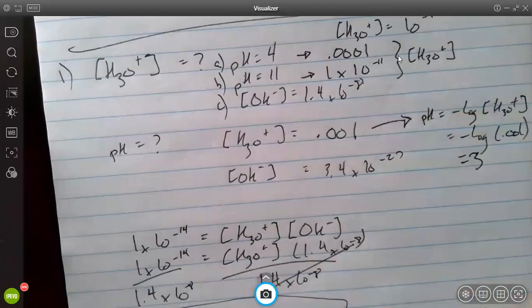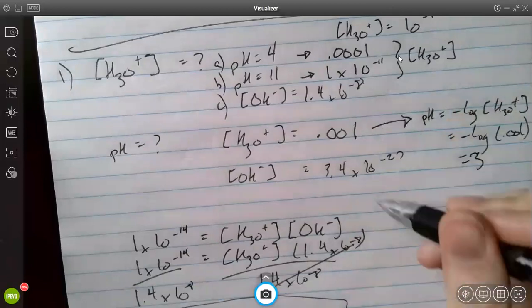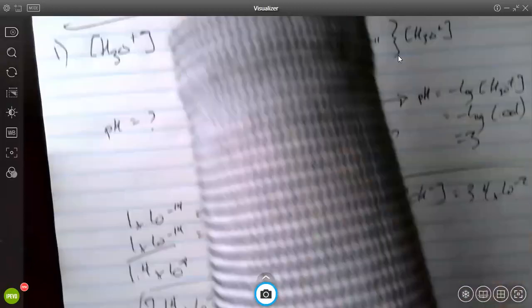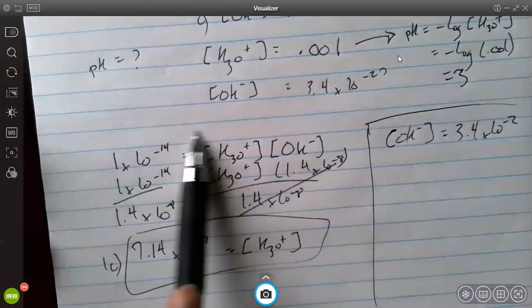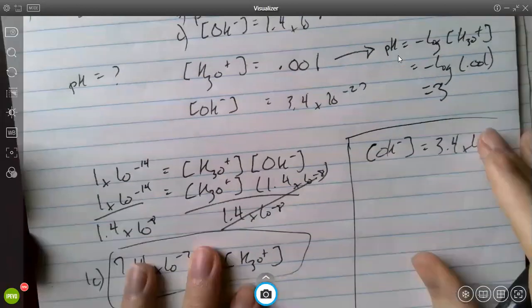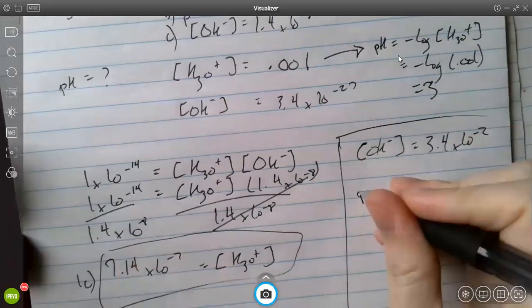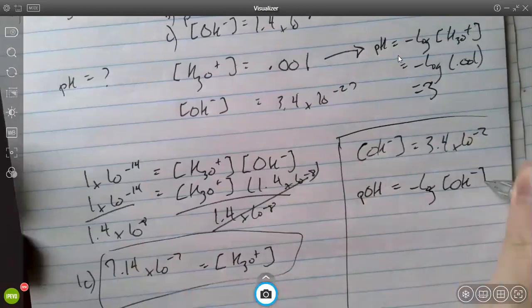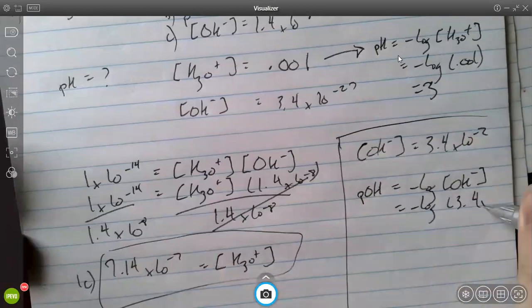So that is that one. And then the other one, if it gives you the concentration of hydronium ions instead, you could, if you wanted to, use this formula to convert to the concentration of hydronium ions. But the easier way is to actually use our pOH formula. So pOH is the negative log of the concentration of hydronium ions. So we'll just plug in that concentration.